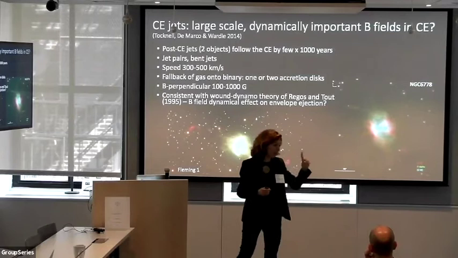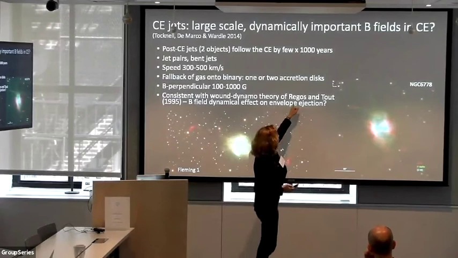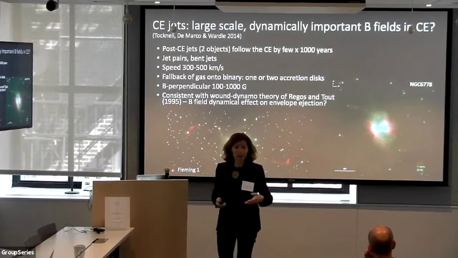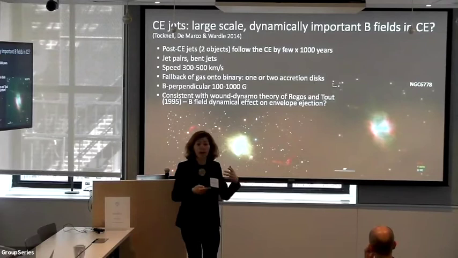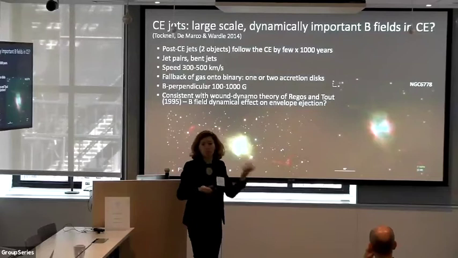Now, I exhumed from its tomb the Ragos and Taut paper, which talks about common envelope magnetic fields, and used their formula to figure out what type of wound magnetic field you might get in the common envelope, and it comes up to be ballpark this. Now, the question is, there's a lot of questions.